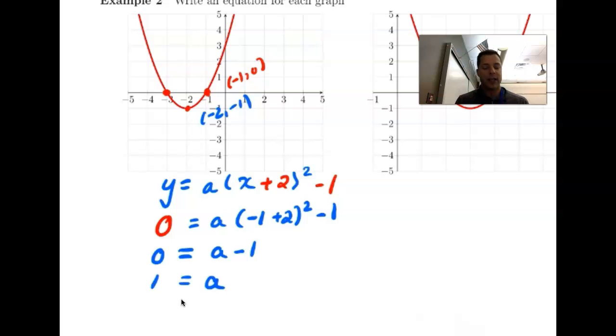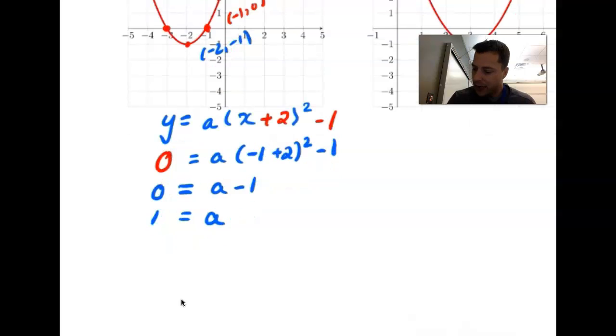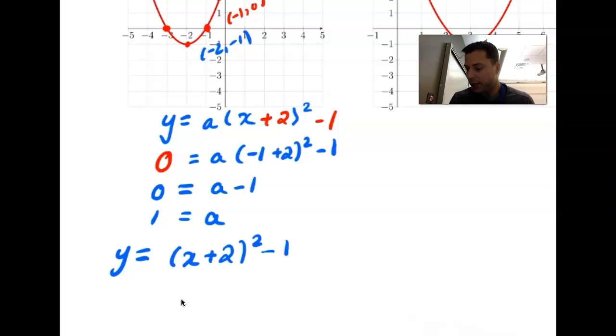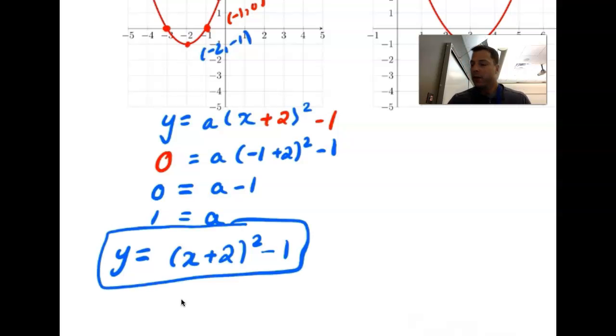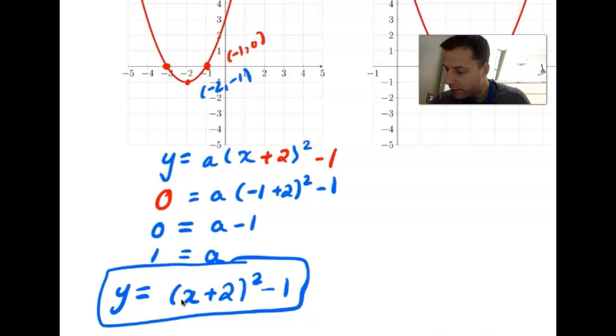And no, a is not going to be always 1 or -1, it's just these examples that I picked. So now I have y equals a, which is 1, so I can just leave it as x plus 2 squared minus 1. And there you go.